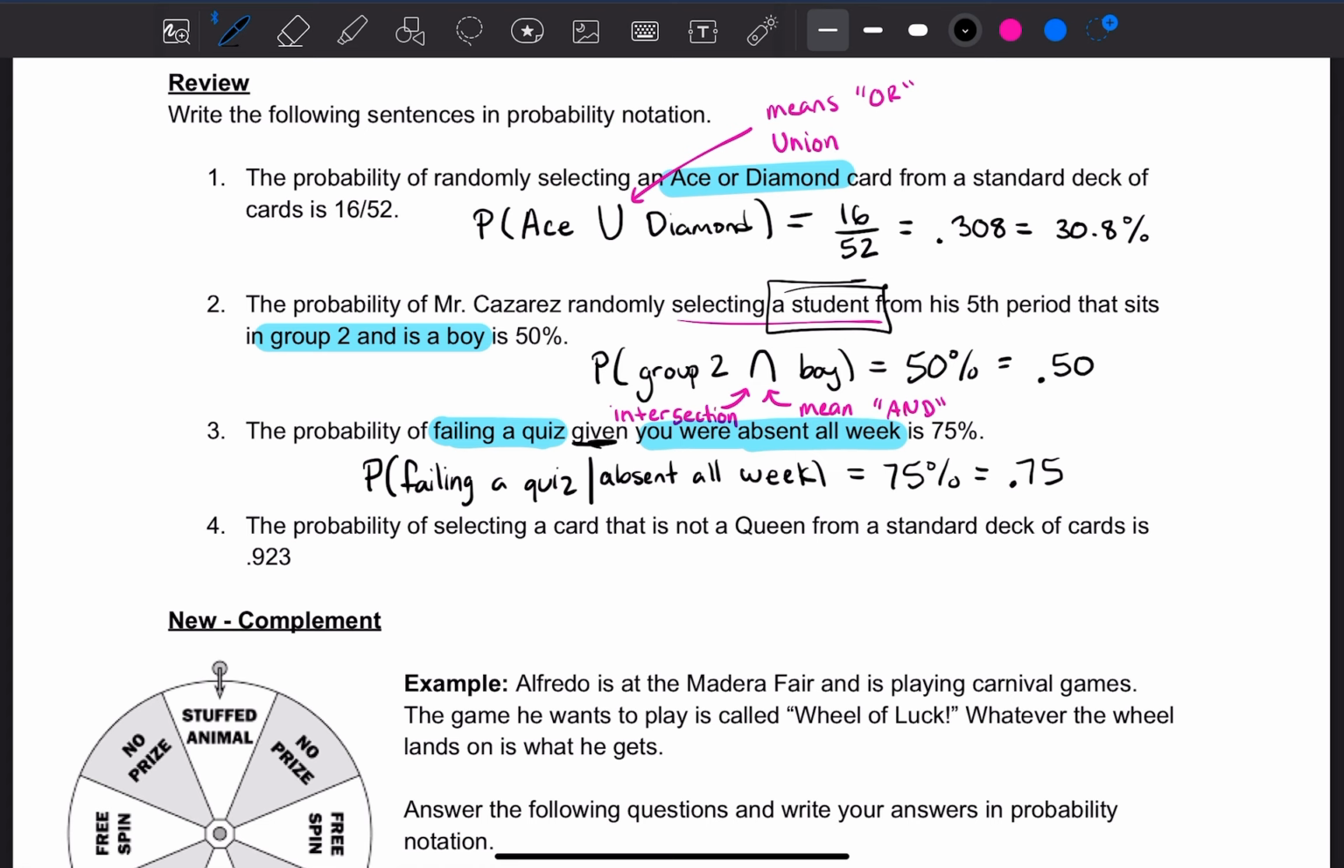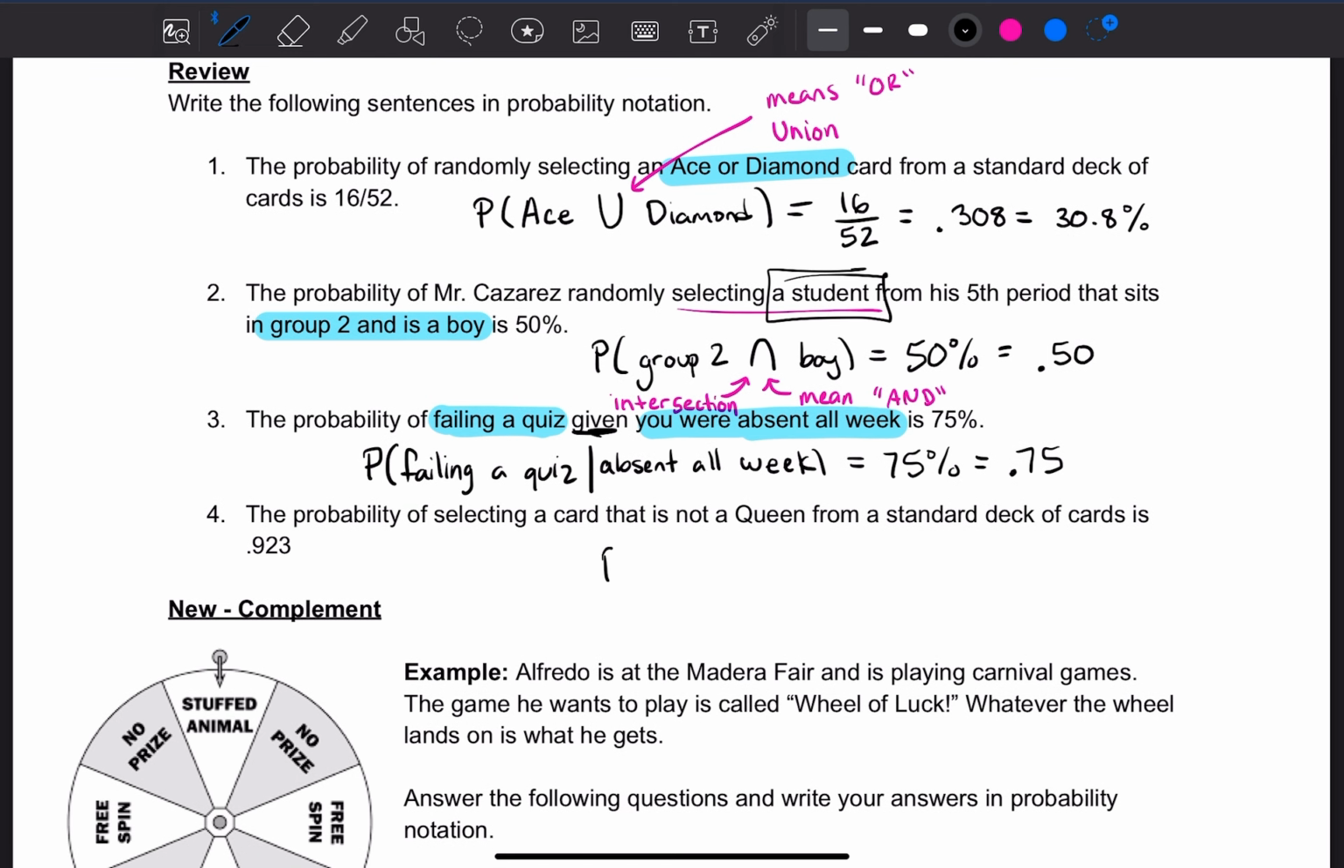All right, and the last one, the probability of selecting a card that is not a queen from a standard deck of cards is 0.923. Now, if you read this quickly and not carefully, you might have said the probability of selecting a queen, or you might have put the probability of not a queen. And actually, both of these are not what we're looking for, okay? This first one's completely wrong.